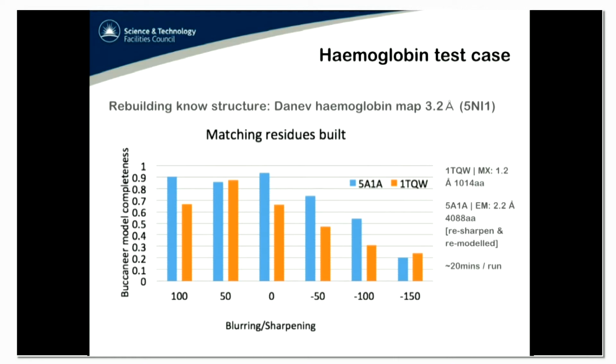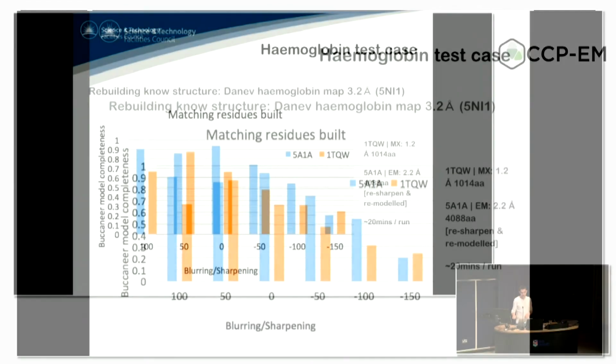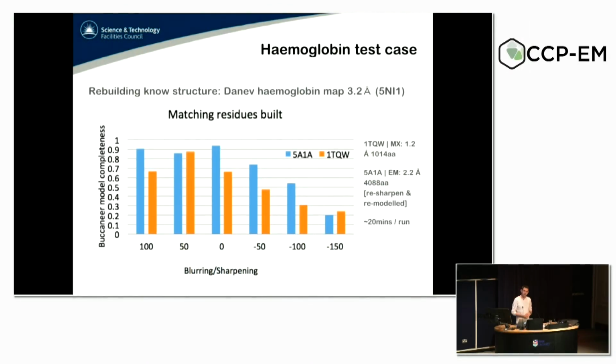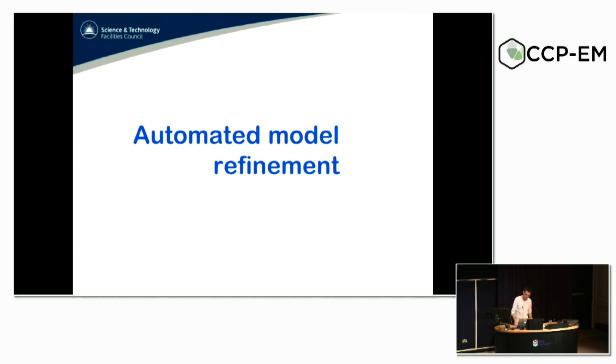So this is some test data from Kevin Cowtan's group at the University of York, who are the developers of this. And here they took the hemoglobin map out of the EMDB. And with the appropriate sharpening factors, they could build nearly all of this in 20 minutes. So it works nicely at a high resolution. They're optimizing the algorithm at the moment to extend the resolution range you can cater for.